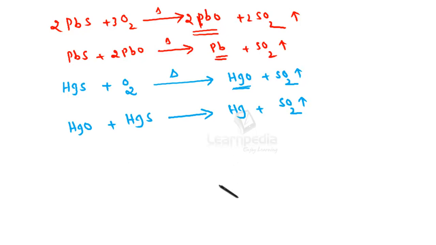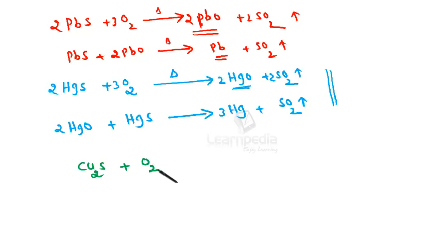give mercury also. So the balanced equations are 2HgS plus 3O2 giving 2HgO plus 2SO2, and that 2HgO combines with the HgS to give 3Hg plus SO2. So this is the method of extraction of mercury from cinnabar. Now what about cuprous sulfide? This is one of the very important ones. Cuprous sulfide is very similar to cinnabar and lead sulfide, galena.